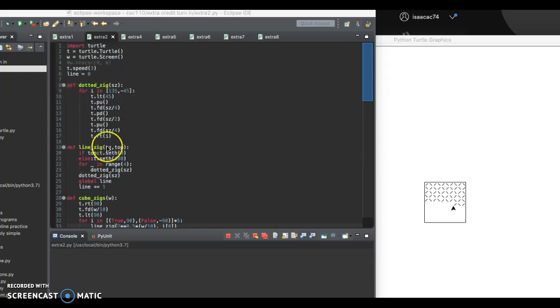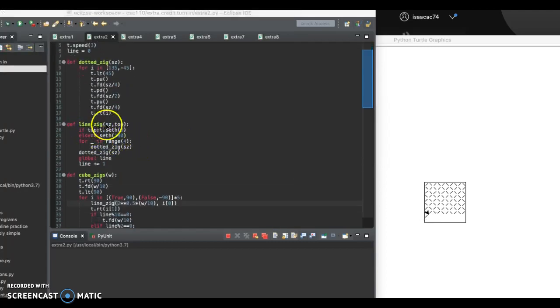So right here we've got a function dotted zig that takes argument size, and that just draws two of these little dashed lines, or dotted lines. And then we have a line of them right here, and it checks if it's on top or on the bottom, and on top would be like that, and on the bottom would be like that. So they start at different angles, so that's why it takes that argument.